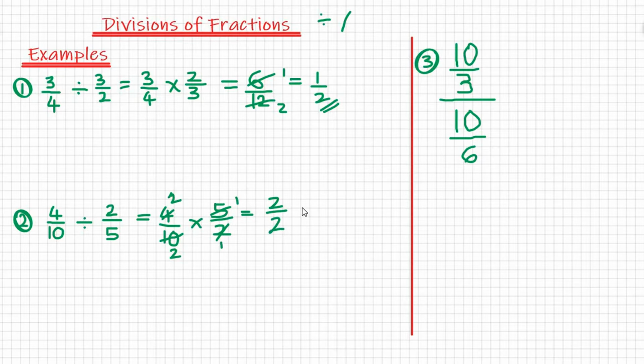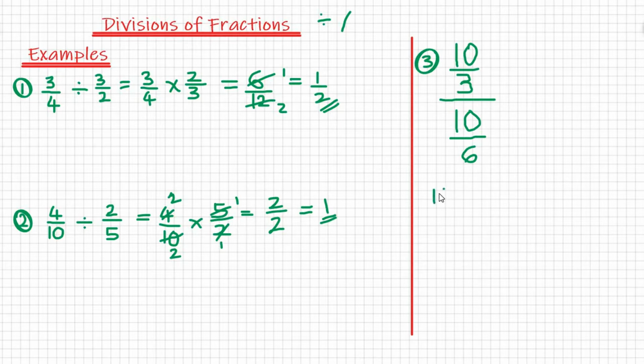Please pause the video and rewatch it. You can understand better if you don't understand. So 2 over 2 is what? Is 1. So we have arrived at our answer. Let's come to number 3. 10 over 3 divided by 10 over 6 is still the same thing.